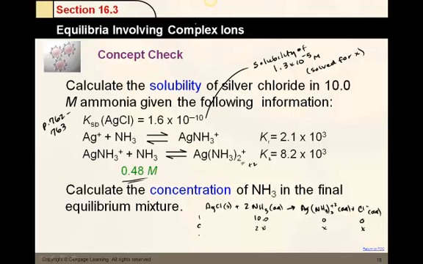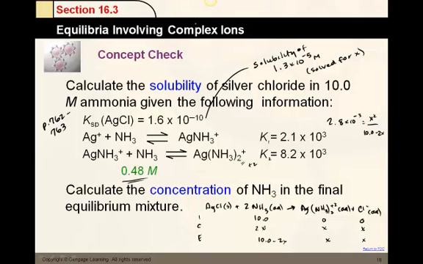Just like ICE, the change column is by ratio, and therefore this is 10 minus 2x. This is x and x. And you would solve products over reactants. What would you equal it to, you might wonder? The K value, which is 2.8 times 10 to the negative 3, would equal x squared over 10 minus 2x. Where do we get that 2.8 times 10 to the negative 3?